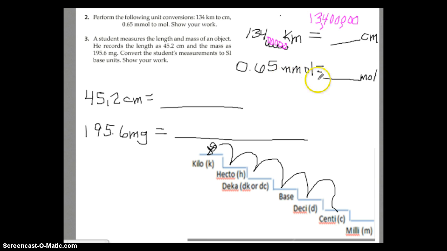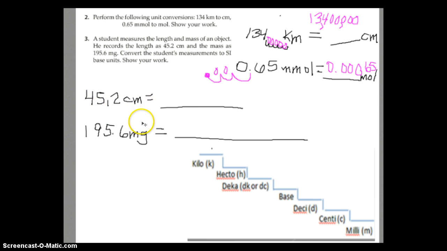All right, let's go to the next one. We are going from millimole to mole. So I'm starting at milli, and I'm going to mole, which is 1, 2, 3 hops to the left. So I take my decimal, and I move it 1, 2, 3 hops to the left. And again, what do I fill in those empty spaces with? Zeros. So my answer is 0.00065 moles.